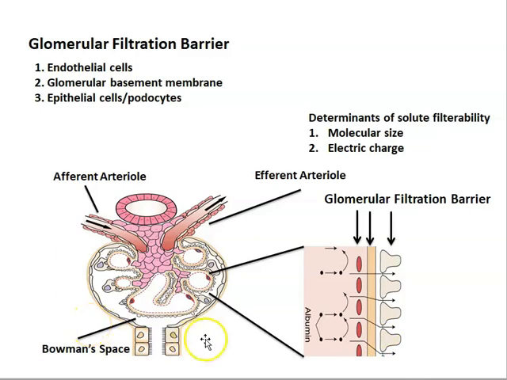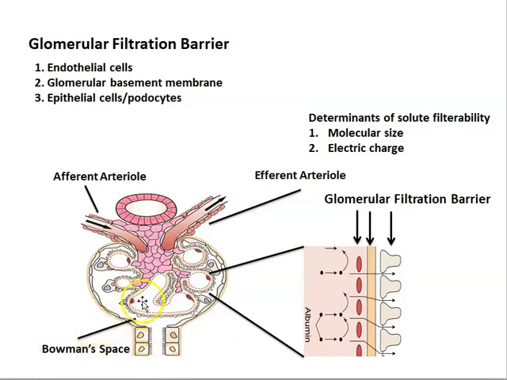Again, I'm repeating the components of the glomerular filtration barrier. The first layer is the endothelial cells. The second layer is the glomerular basement membrane, and the third layer is the epithelial cells or podocytes.